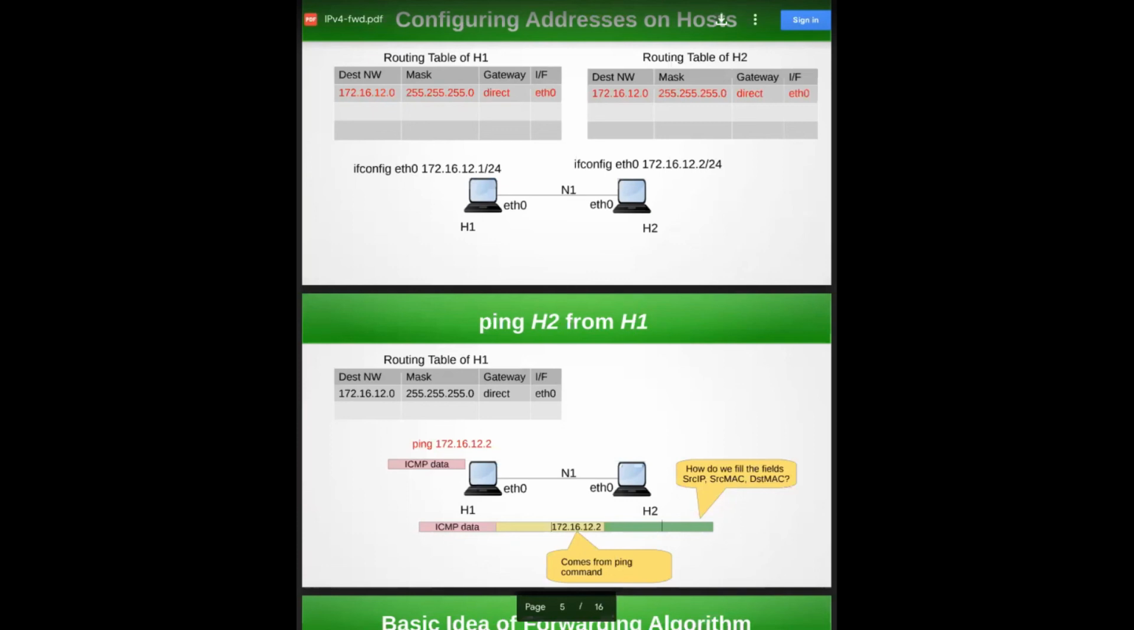Okay. So that is the question we need to answer. How do I get all these various fields filled? And then I'm ready to transmit the data.